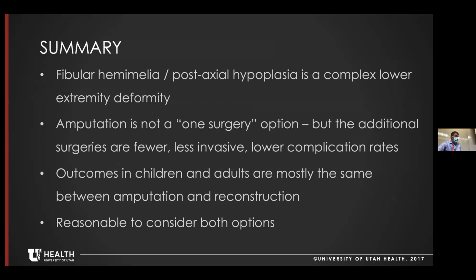So in summary, fibular hemimelia, better termed post-axial hypoplasia, is a complex lower extremity deformity. Amputation is usually not a one-surgery option, but the additional surgeries are fewer, less invasive, and have lower complication rates. Outcomes in children and adults are mostly the same between amputation and reconstruction, and it's reasonable to consider both options.